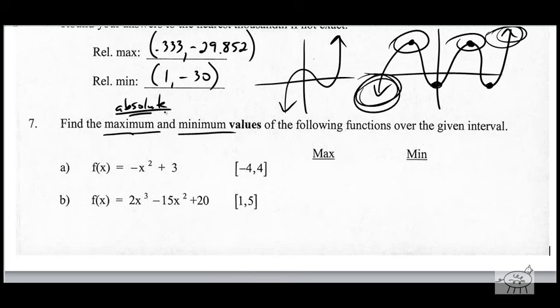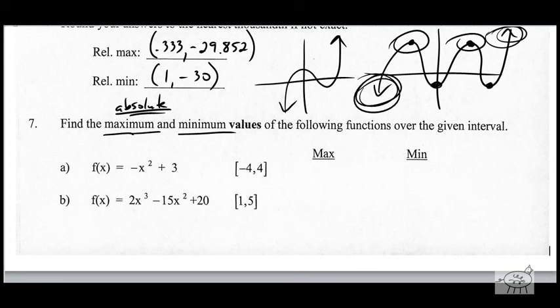A-B-S-O-L-U-T-E. Absolute, which we'll see a lot in calculus. So it's an absolute maximum. That means the highest point between those two values, and the minimum value, these are y values, of course, which is the lowest point between those values. Okay? Not relative, but actual minimum and actual maximum point.